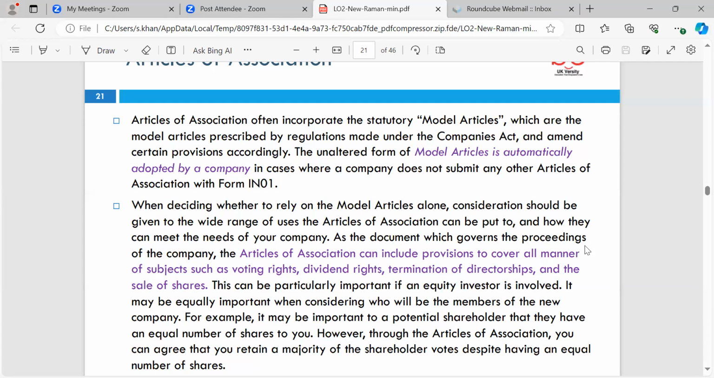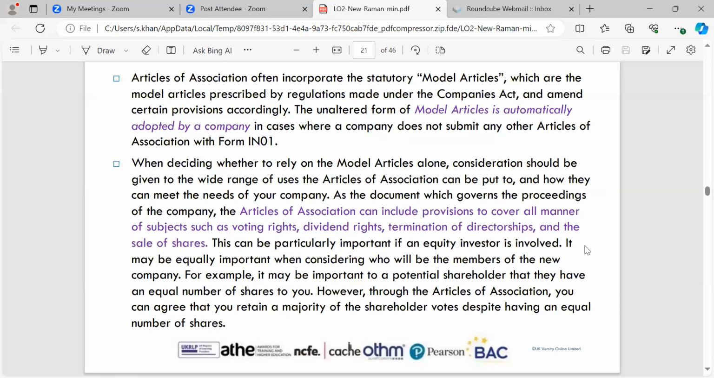When deciding whether to rely on the model articles alone, consideration should be given to the wide range of uses the articles of association can be put to and how they can meet the needs of the company. As the document which governs the proceedings of the company, the articles of association can include provisions to cover all manner of subjects such as voting rights, dividend rights, termination of directorship, and the sales of shares.